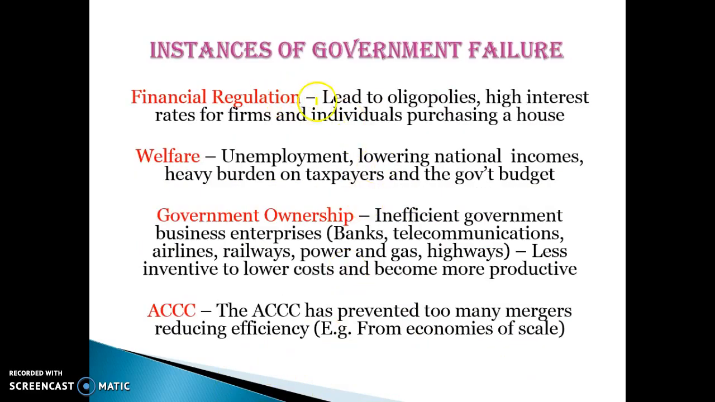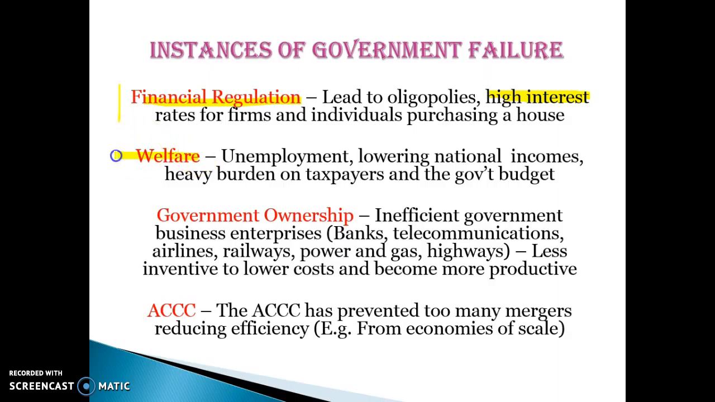Other government failures: financial regulation. The government hasn't allowed for enough competition in the financial sector. They've basically led to an oligopoly where there are a few major firms. The problem with this is it's led to really high interest rates because, as we know, a lack of competition means they can charge higher interest rates, and therefore firms and individuals have been paying too much on their borrowing. That was another market failure in the past, another government failure.